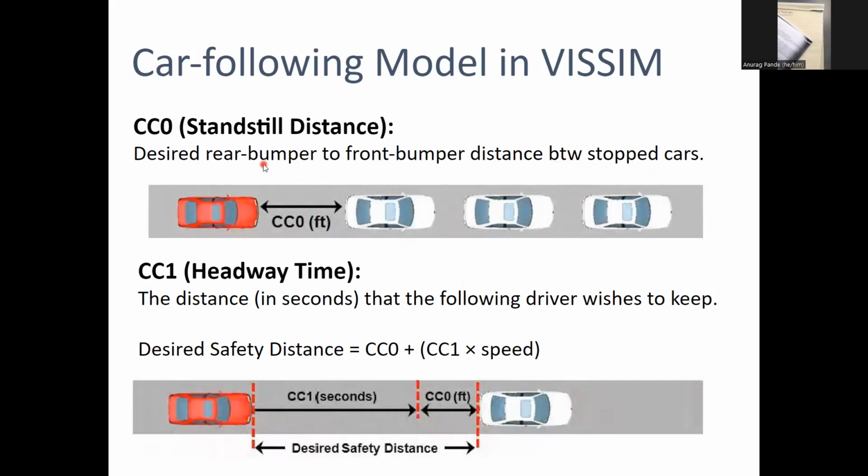So desired bumper to bumper speed and then headway time, the distance in seconds that the driver wishes to keep. So this is the desired safety distance, CC0 plus CC1. So for certain situations, you can get what the desired safety distance might be based on even these parameters that you specify. But obviously we know that once you pass that threshold, there is much more complicated stuff that's going on.